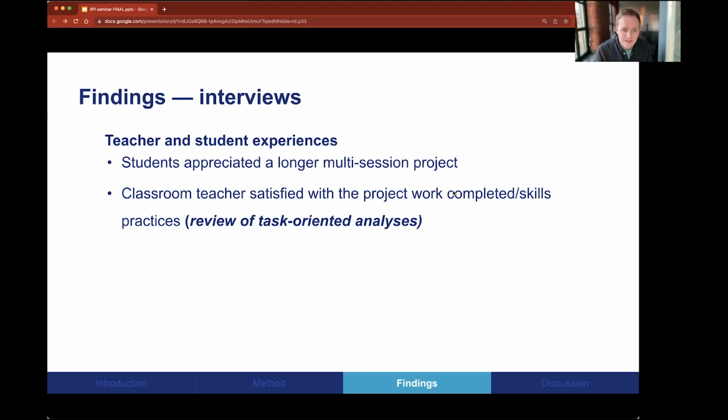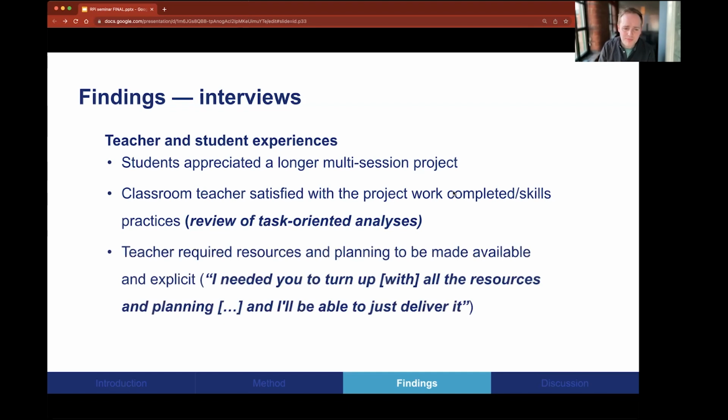The classroom teacher, when we reviewed those task-oriented analyses, we took a sample of his classroom data, and then we reviewed that in artifact-based interviews. And he was quite satisfied with the project work that was completed and the skills that were practiced, particularly for programming. However, it's not always plain sailing.